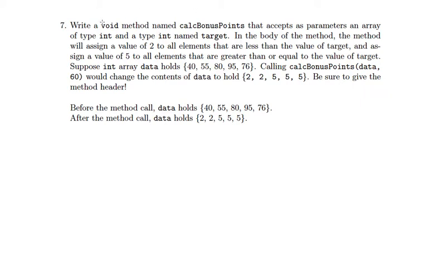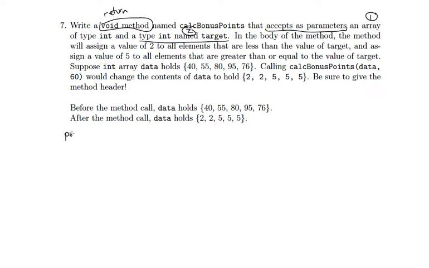So write a void method. This means returns void. So this is the return type. Here's the name, and then accepts as parameters. Oh, that's pretty clear. Okay, we have parameter 1, an array of type int, and parameter 2, an int named target. Okay, let me at least write this correctly.